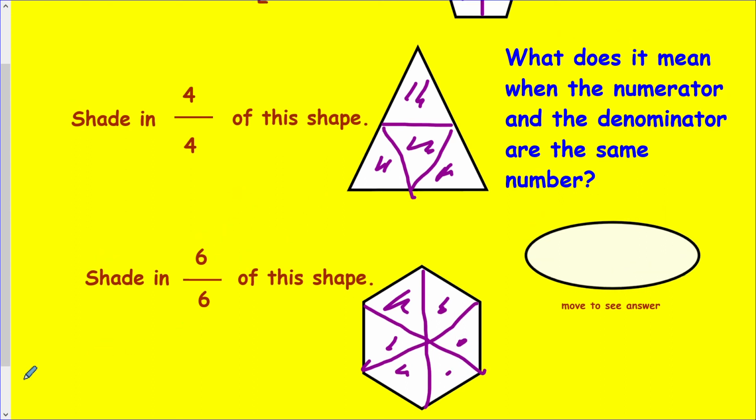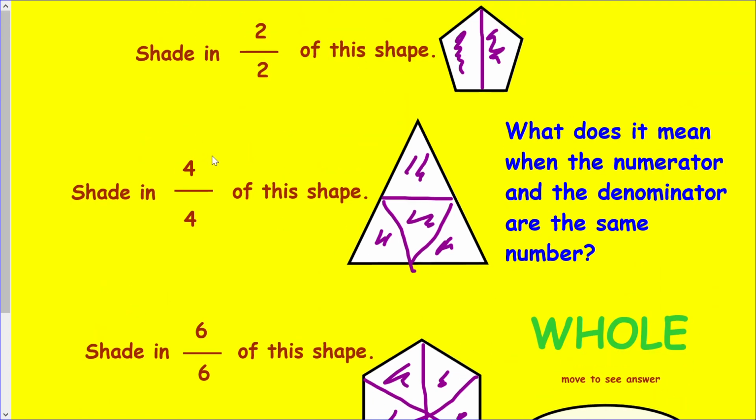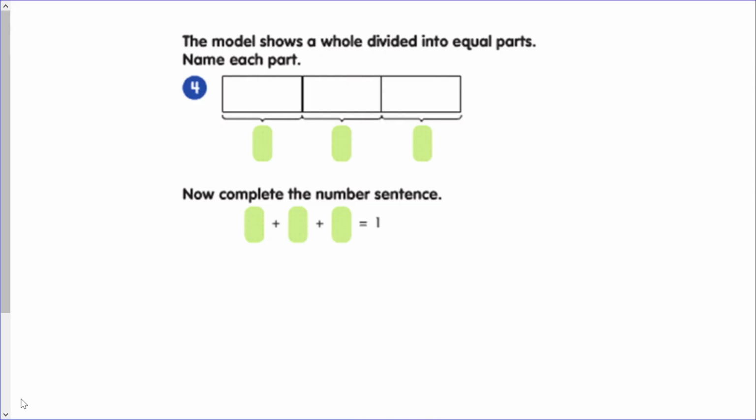What did you notice about all of those? For each one of those, the whole shape is shaded. So if your numerator is the same as your denominator, then you have the whole entire shape. So keep that in mind.